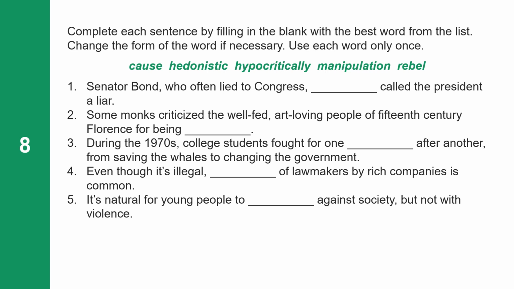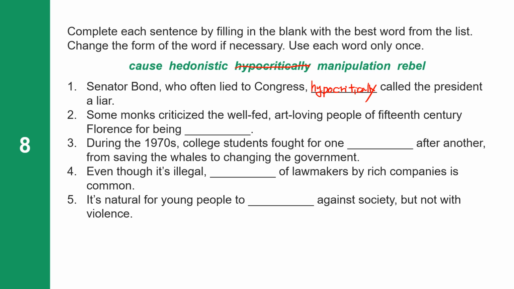Now complete each sentence by filling in the blank with the best word from the list. Change the form of the word if necessary, but use each word only once. Cause, hedonistic, hypocritically, manipulation, rebel. Number one: Senator Bond, who often lied to Congress, blank called the president a liar. So a liar calling someone a liar is quite hypocritical. So, hypocritically. Let's cross this out. Senator Bond, who often lied to Congress, hypocritically called the president a liar.